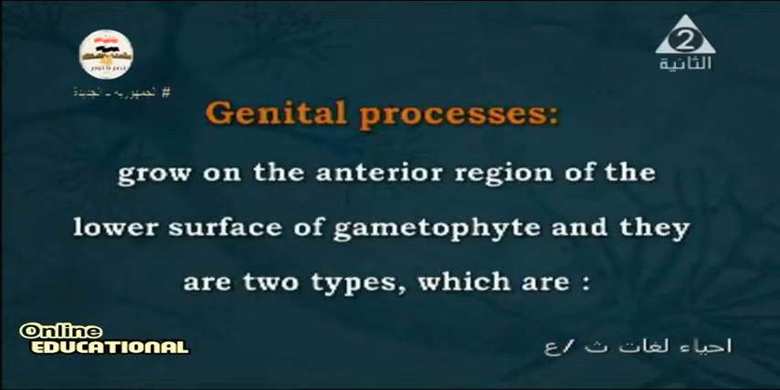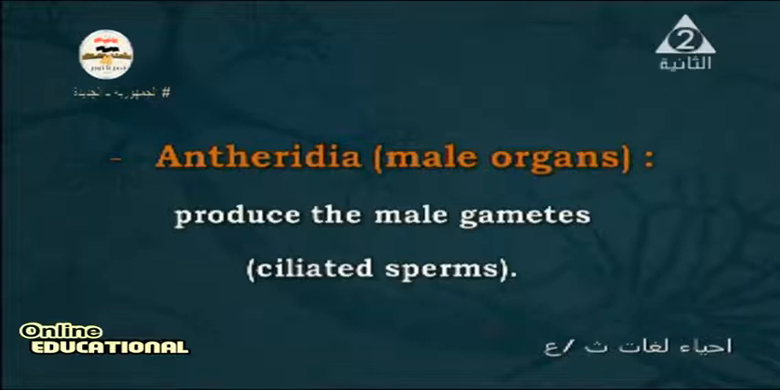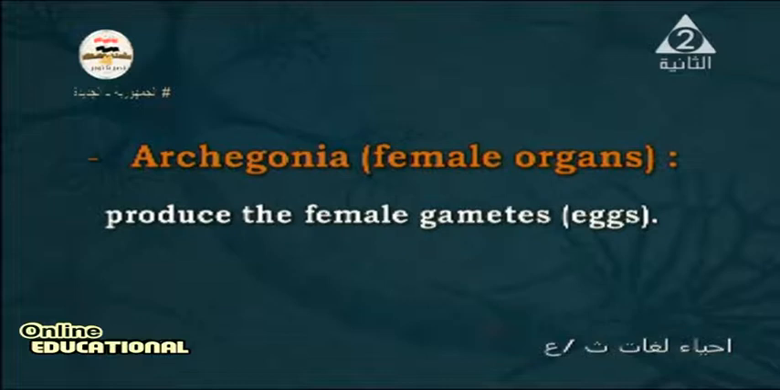What is the genital process? Genital processes grow on the anterior region of the lower surface of the gametophyte, and they are of two types. Number one, male organs, named antheridia. These produce male gametes, ciliated sperm, which means the sperm contain small hairs to enable them to move inside the water.